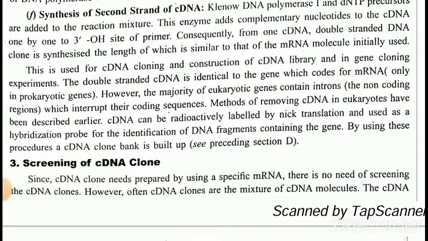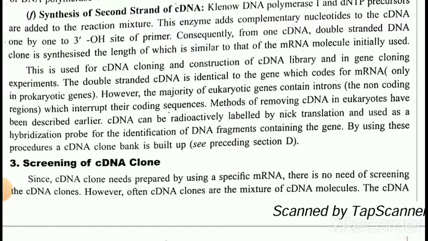F. Synthesis of second strand of cDNA. DNA polymerase I and dNTP precursors are added to the reaction mixture. This enzyme adds complementary nucleotides to the cDNA one by one to the 3' OH site of the primer. Consequently, from one cDNA, a double-stranded DNA clone is synthesized, the length of which is similar to that of the mRNA molecule initially used. This is used for cDNA cloning in construction of cDNA library and in gene cloning experiments.